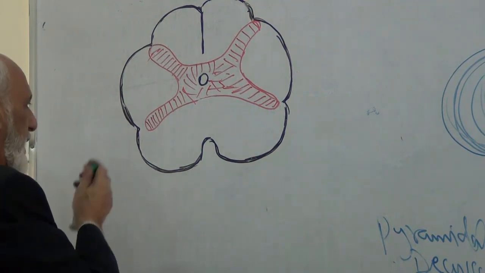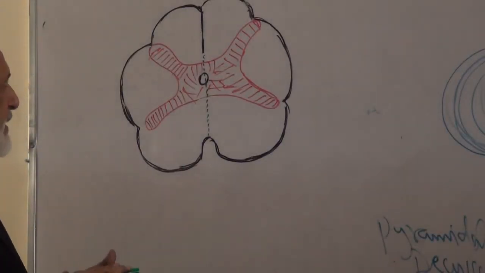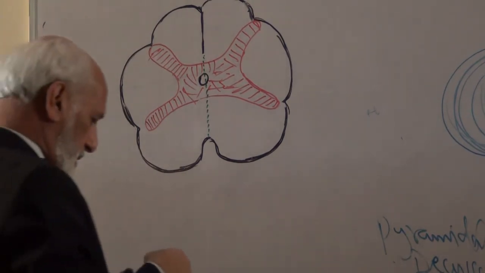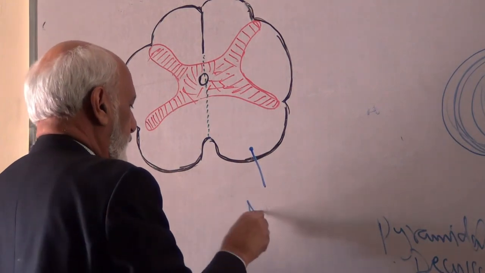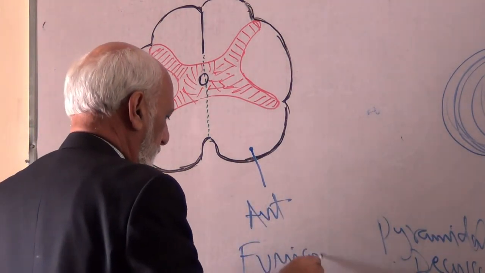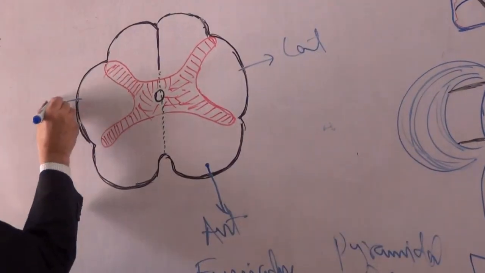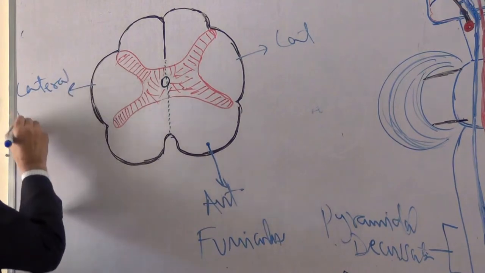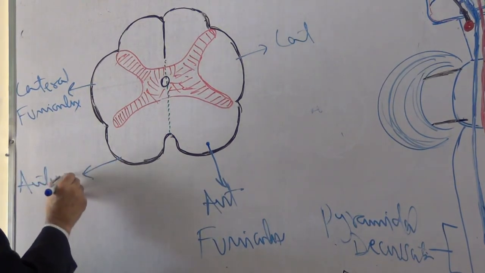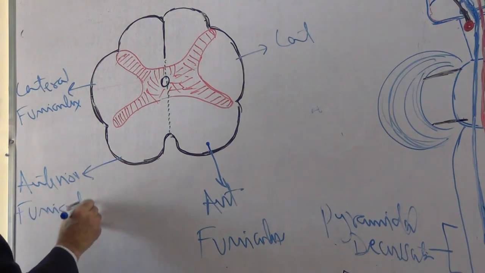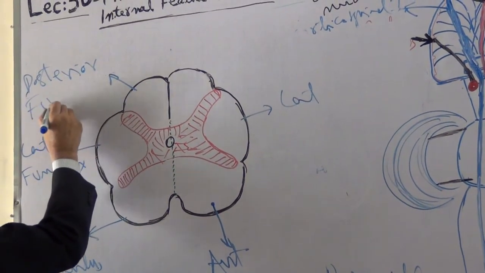Now if we draw an imaginary line, we can divide the spinal cord into right and left halves. In each half, there are funiculi. This is known as the anterior funiculus of the spinal cord. This is the lateral funiculus. And this is the posterior funiculus of the spinal cord.